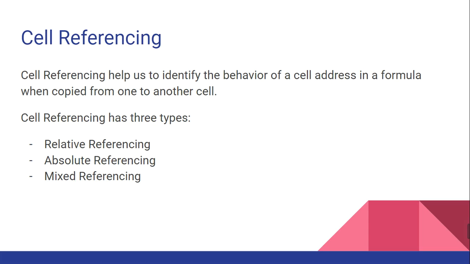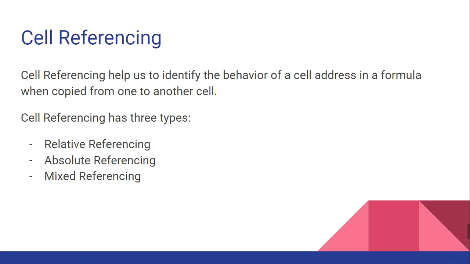Referencing means that the next cell refers to the previous cell for the formula that has already been written in the previous cell, and the formula is copied from one cell to another cell. So there are three types of referencing, and they are relative referencing, absolute referencing, and mixed referencing.